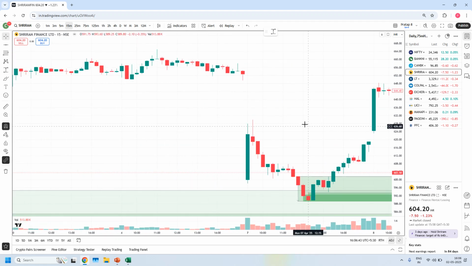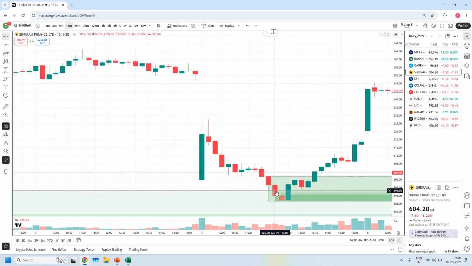15 minutes, here inside the zone, we got a drop, base, rally. Excellent. Inside the zone it came. So that's good.